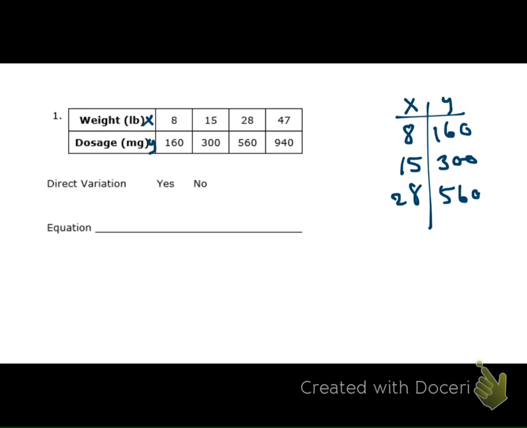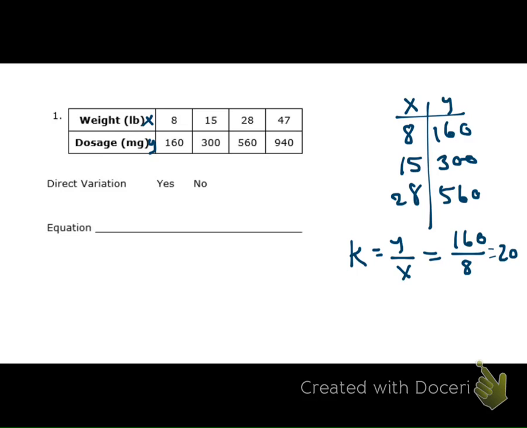So what I'm going to look at is, does this vary directly? I'm going to find that by using my constant of variation, which is y divided by x. That's always our test for direct variation, is y divided by x. So my first y is 160, and it's divided by 8. If I do 160 divided by 8, that comes out to be 20.